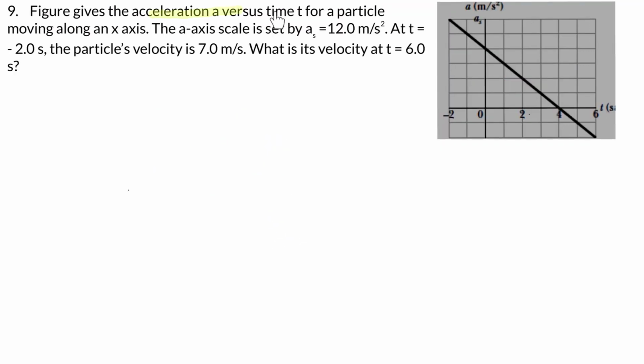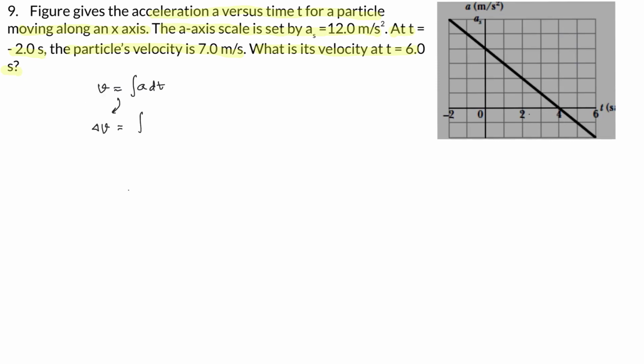The figure gives acceleration versus time for a particle moving along an x-axis. The acceleration axis is set by this value. At t equal to minus 2 seconds, the particle velocity is 7 meter per second. What is its velocity at 6 seconds? So the graph is an a-t graph. We know the velocity at minus 2 seconds. As you know, v is equal to integral a dt.